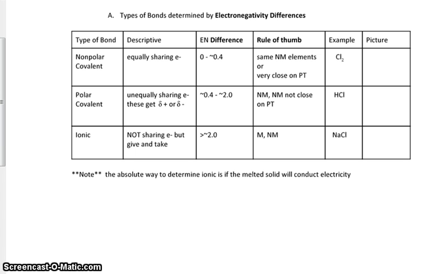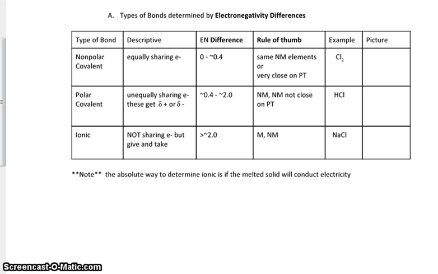An ionic bond is not sharing electrons, but giving and taking. You have an electronegativity difference of greater than about 2.0. Metal, nonmetal, sodium chloride. Now, notice those little gray areas, those little squiggle marks. That is, again, the gray area. How can you definitively tell? Well, the best way to definitively tell if it's ionic or covalent is to melt them. And if you melt their solids, usually at very, very high temperatures, and they conduct, that's when you know it's ionic. If it doesn't conduct, it is covalent.